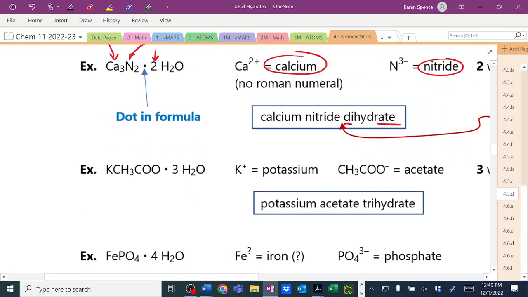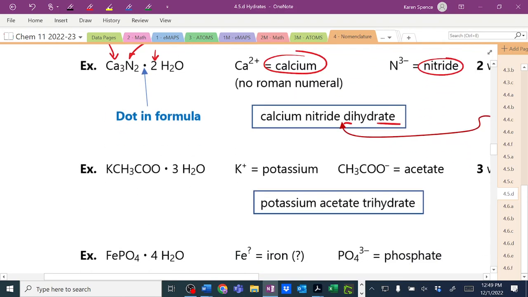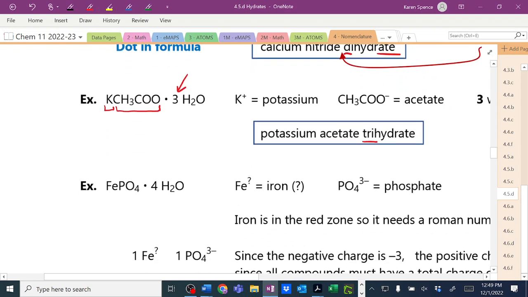Yeah, so you'll just be naming your ionic compounds. Another one here, we've got K. That's potassium, CH3COO, acetate, potassium acetate. We have 3 waters, so it will be trihydrate.